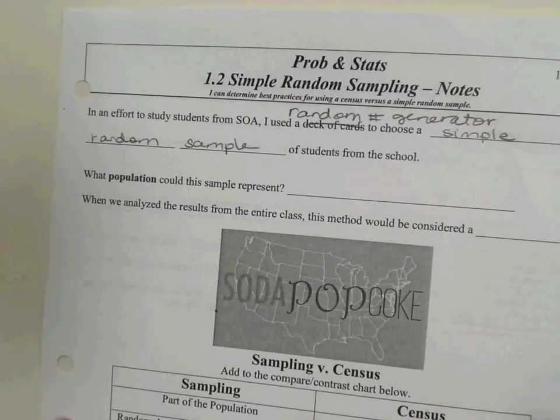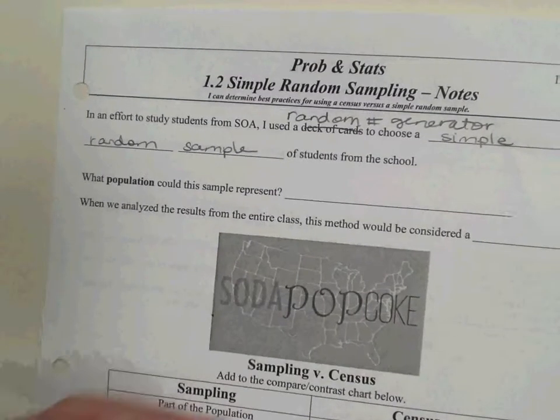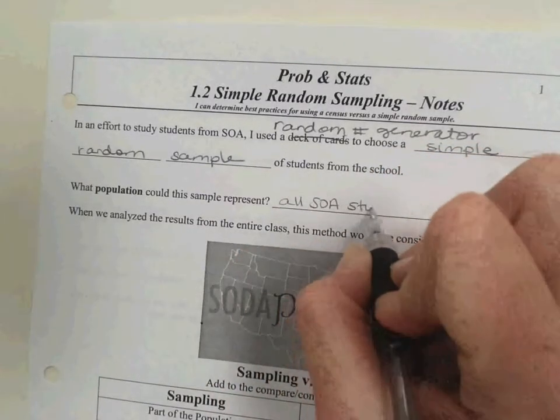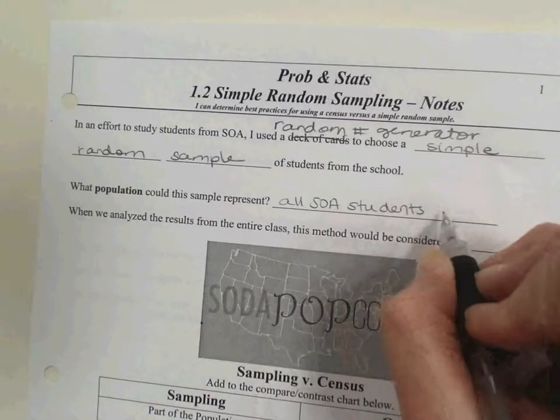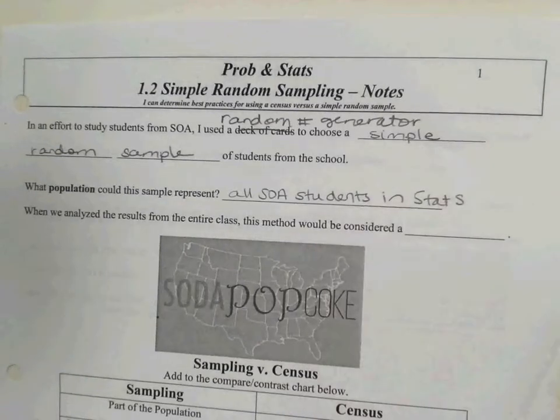All right, so what population could this sample represent? And we talked about that already. The sample that we were representing was all SOA students in stats. And when we analyze the results from the entire class, so on the left column, talking about the entire population, the method was considered a census.